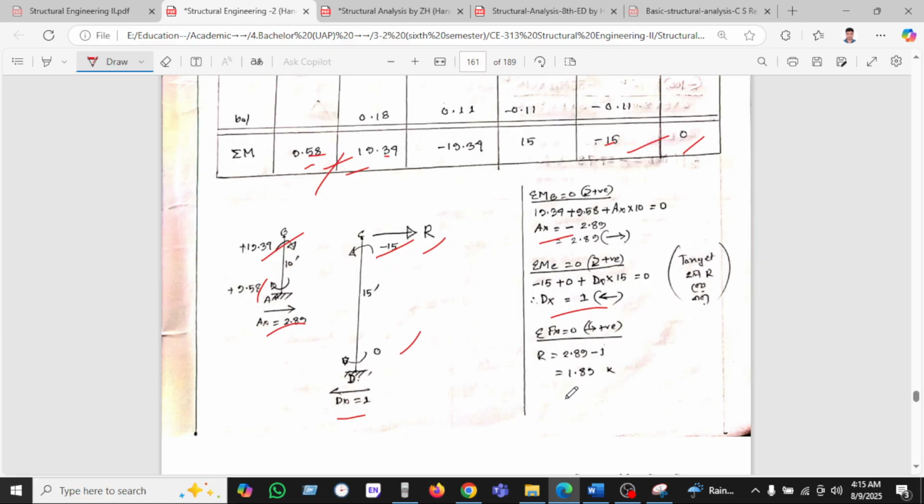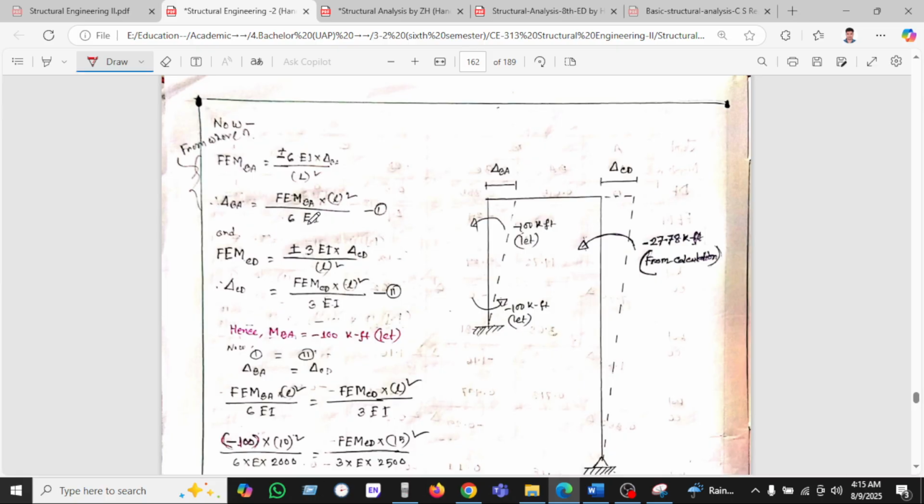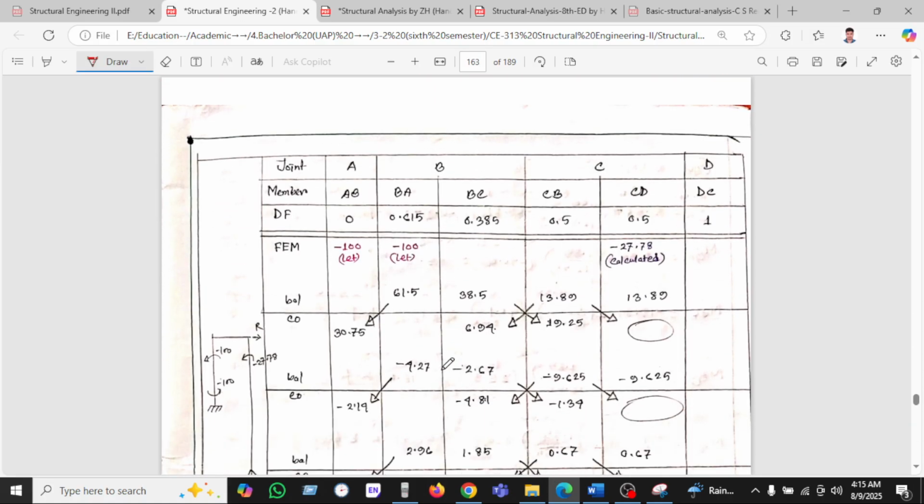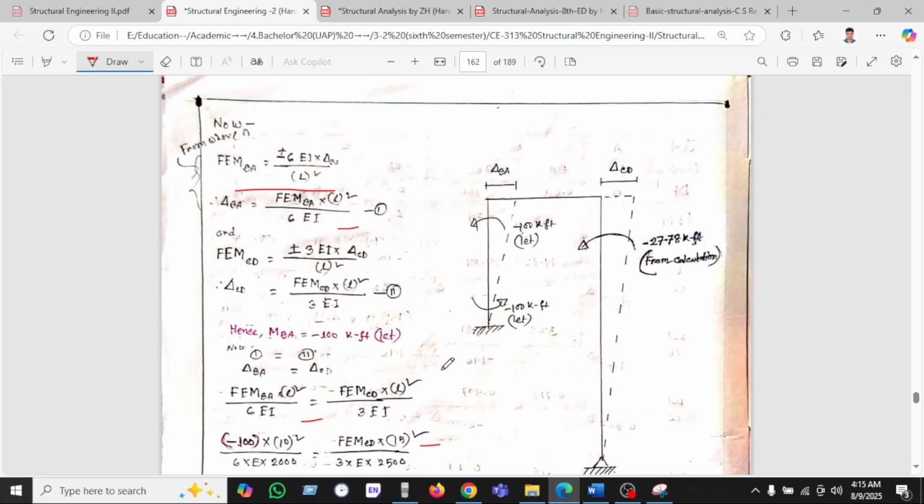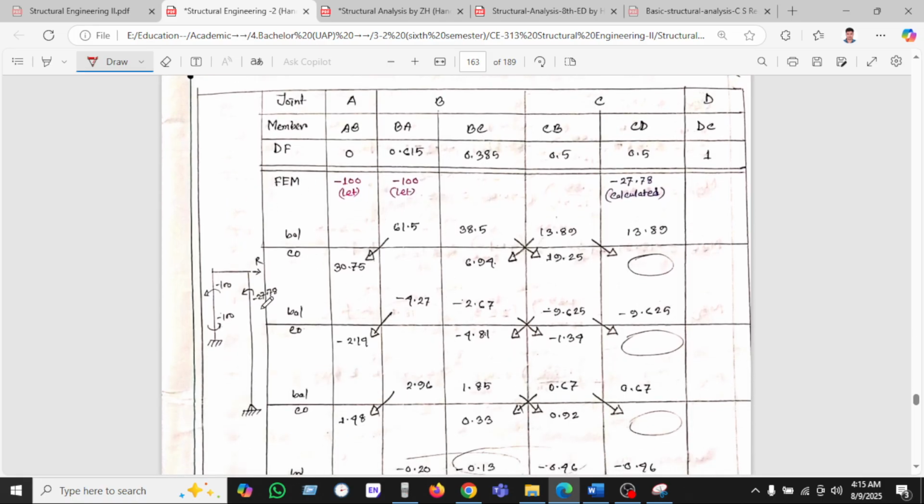After AX, DX, then found RA 1.89. Now we can use for sway calculation this formula, and found FAD, this value. And after getting this value, so what can we do? In the same way we can use the sway diagram.